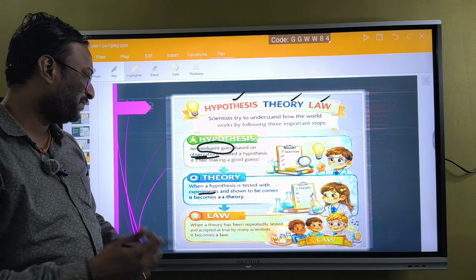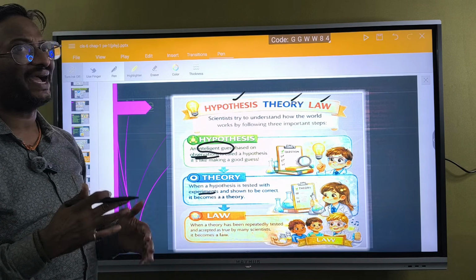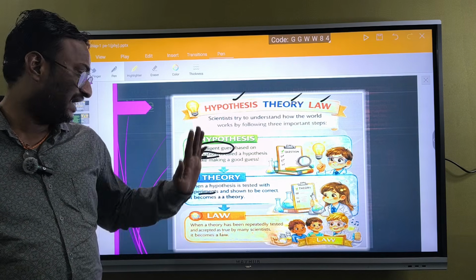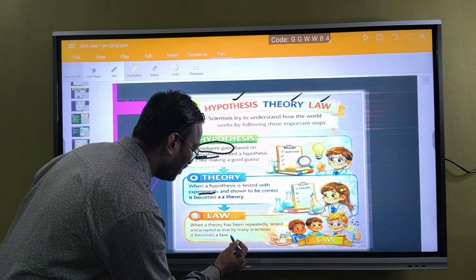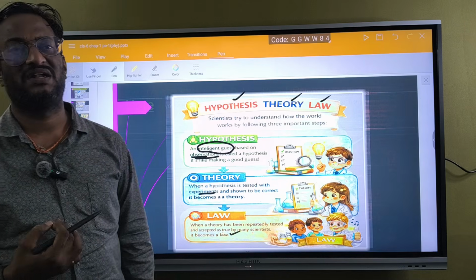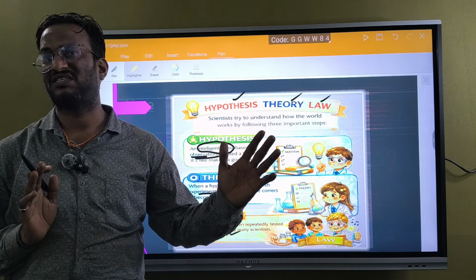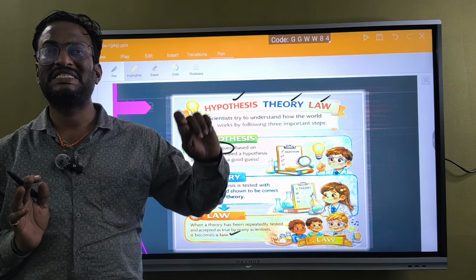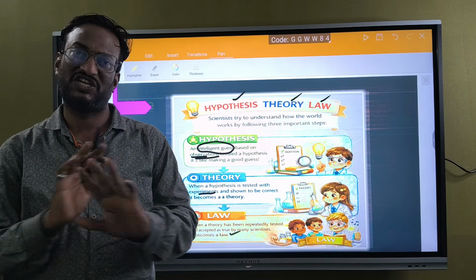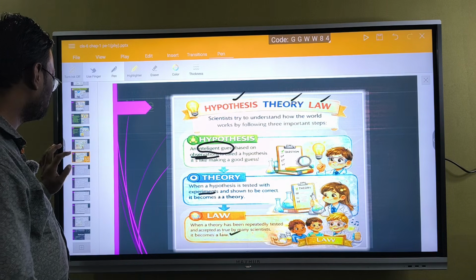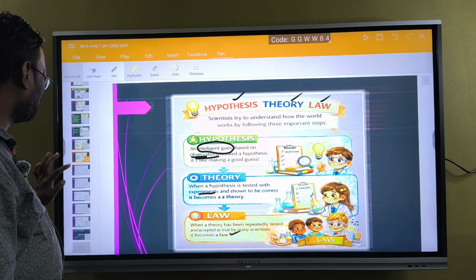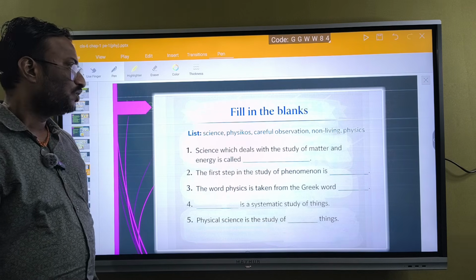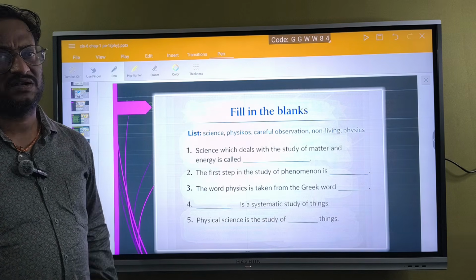Law. When the theory has been repeatedly tested and accepted by many scientists, it becomes law. Law is permanent. Remember children, law never changes. Once the law has been written, as long as the universe exists, the law will not change. So this is the concept, and with this we have finished this particular concept.